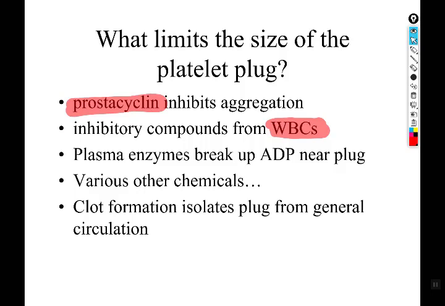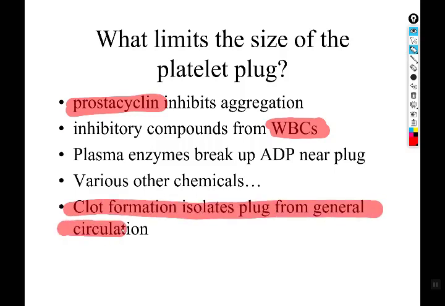So another feature is plasma enzymes are going to break up ADP near the plug. ADP is one of the clotting factors that we'll talk about. It's on the previous slide. Just know that it's something that platelets release to initiate clotting. And other chemicals. So clot formation also isolates the plug from general circulation. So what that means, if it's not clear, which I don't think the bullet point is especially clear, is it forms a barrier between the platelet plug and other blood cells moving past so that the plug doesn't continue to grow.